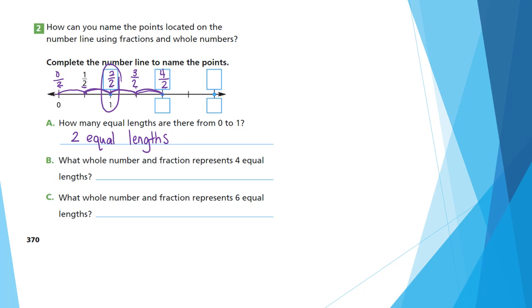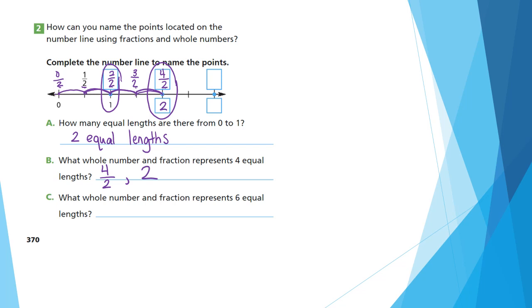Okay, so then 4 halves, which is 2 more parts, would give you 2 wholes. If you have another 2 halves, then you have another whole. So what whole number and fraction represent 4 equal lengths? So 4 halves and 2 wholes. Those are the 2 numbers that represent 4 equal lengths.